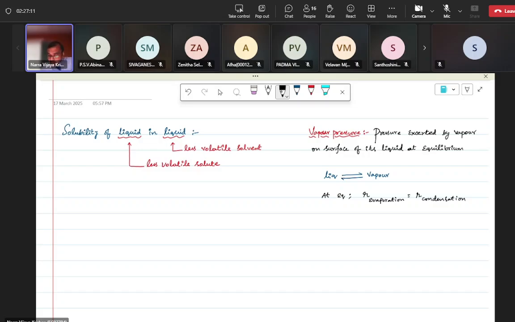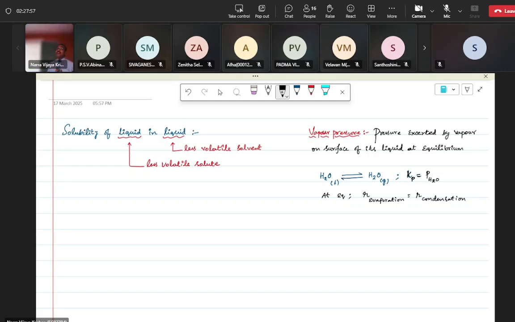When these two are equal, can I write this liquid and vapor as H2O(l) and H2O(g) for our convenience? Then what is the equilibrium constant Kp equal to? Concentration or pressure? Kp is nothing but equal to pressure of H2O divided by 1. For liquids and solids, activity is 1 when compared to gases. So I will write Kp equal to P of H2O.